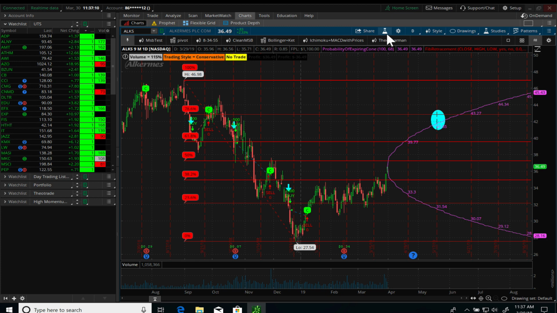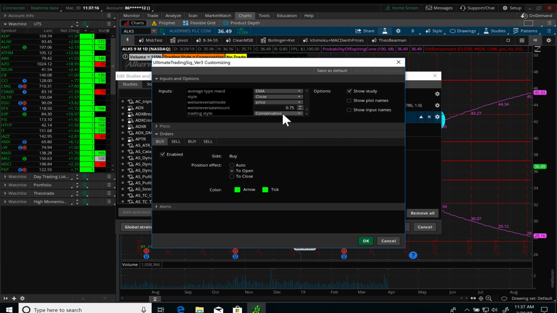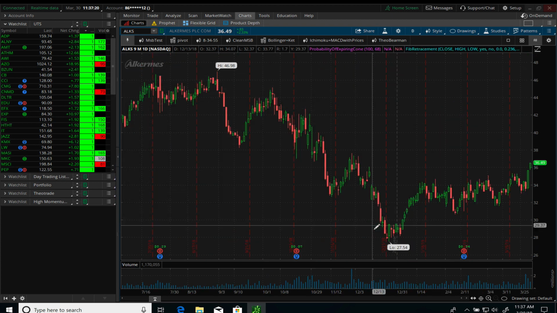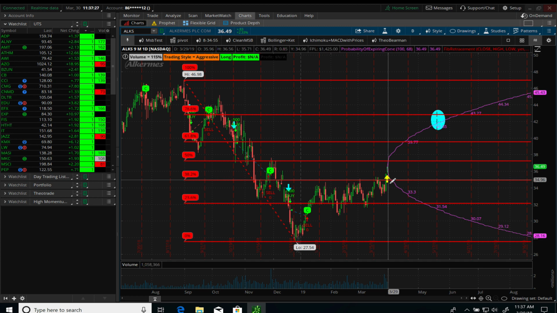Again, there are a couple of different ways of looking at this. You can go into a little bit more aggressive mode here. So you select the aggressive mode, apply this, hit OK, and we'll come and see. And there's a buy on this side. There's a buy that just got triggered.